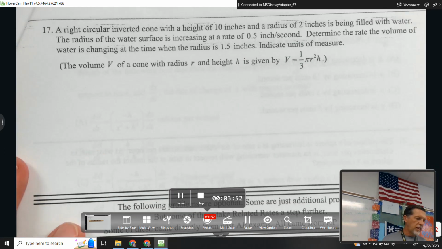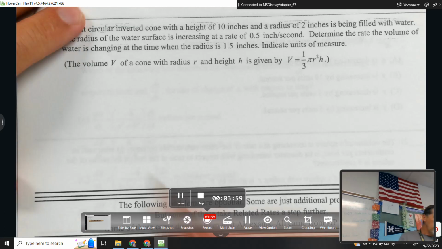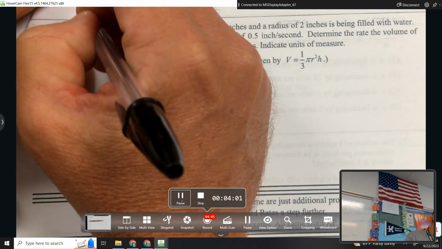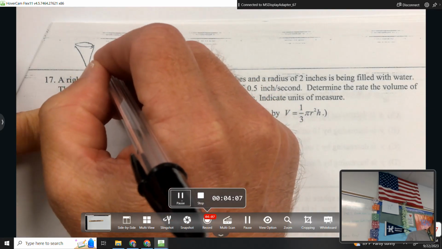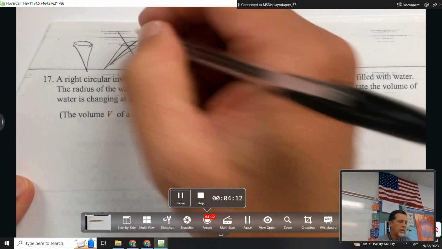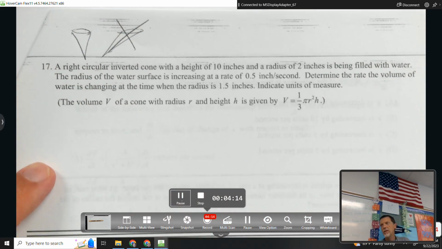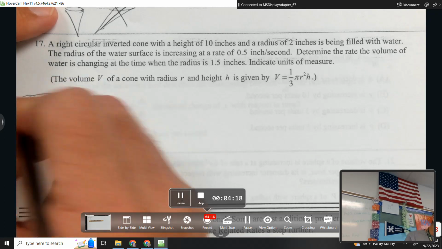So number 17. A right circular inverted cone. Well, that's a mouthful. A right cone just means, inverted means it looks like this. That's a right one. A not right one would be like if it's slanted like that. That'd still be a cone, but that wouldn't be a right cone. It'd be a wrong cone, right?